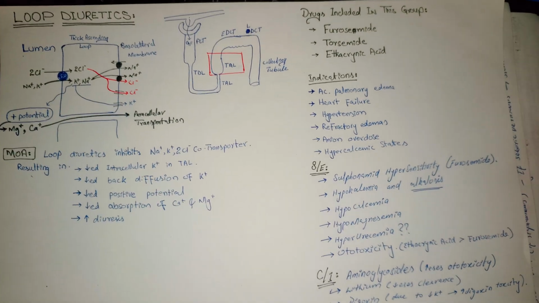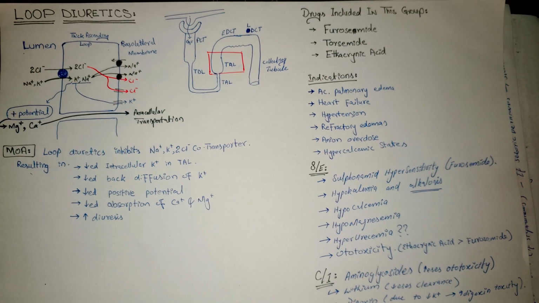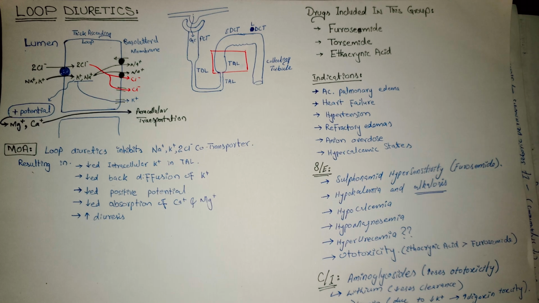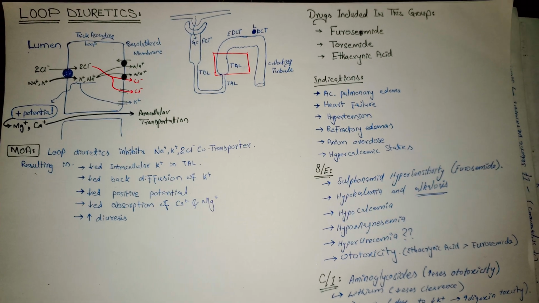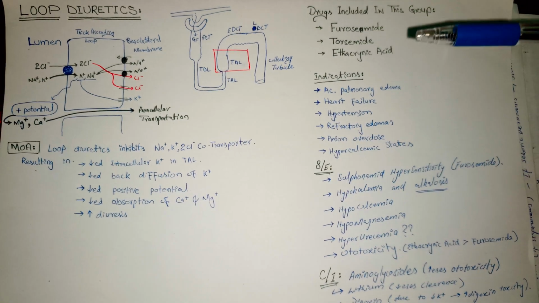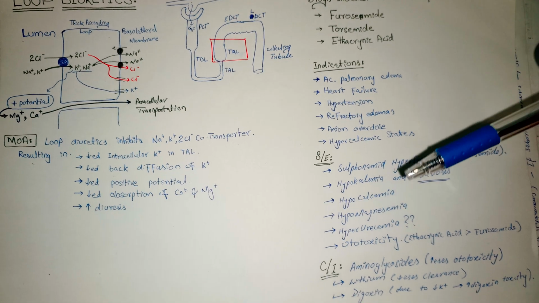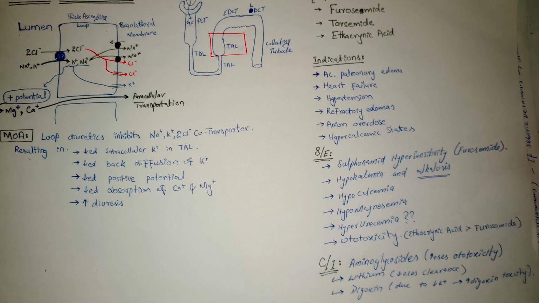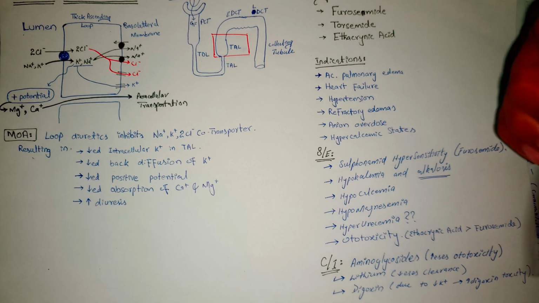So I hope you all have got the point of the loop diuretics, how the mechanism works, what are the indications, side effects, contraindications, and what are the drugs including furosemide, ethacrynic acid, torsemide.